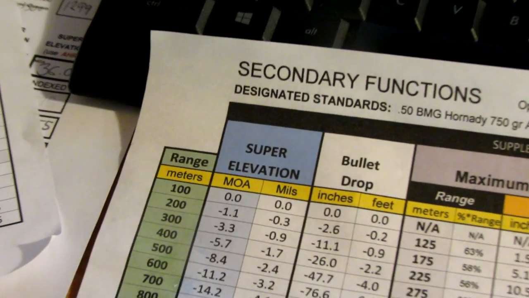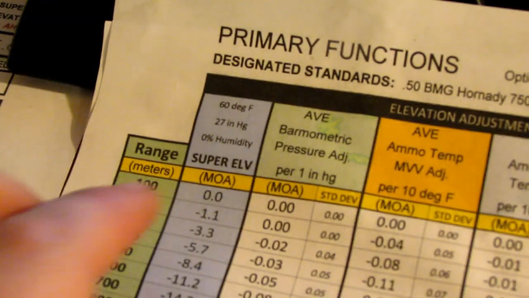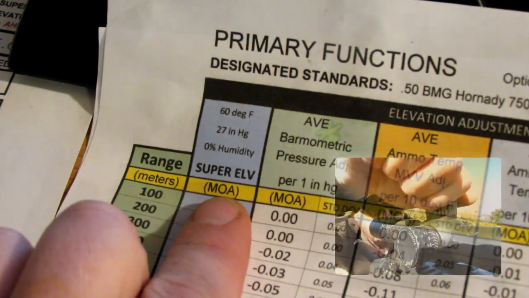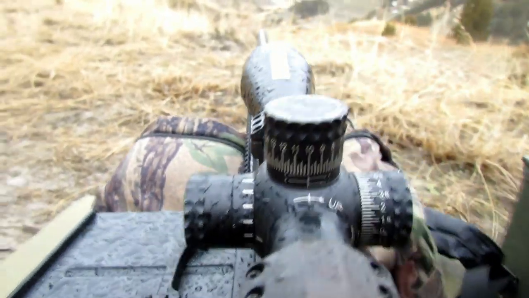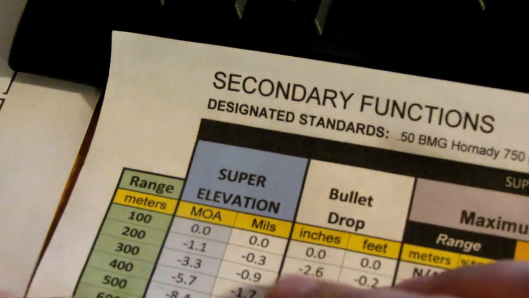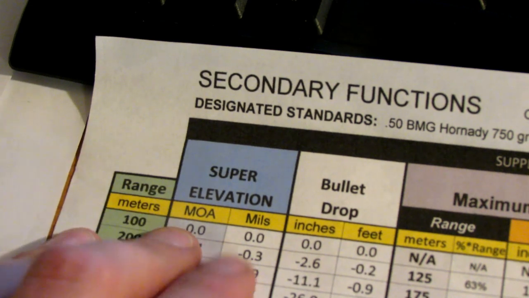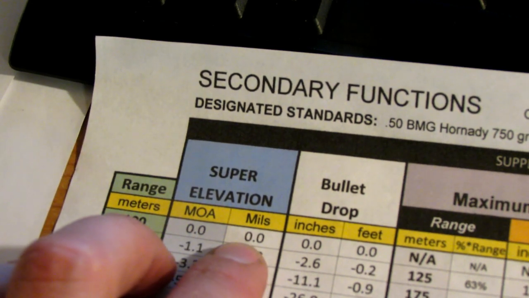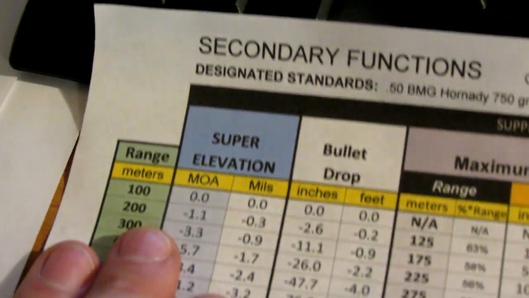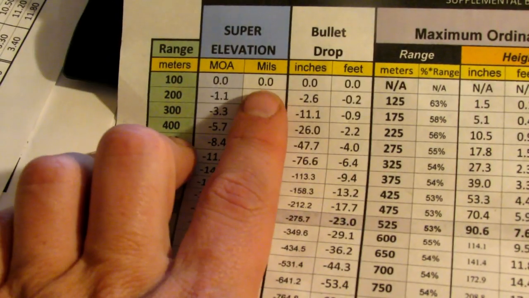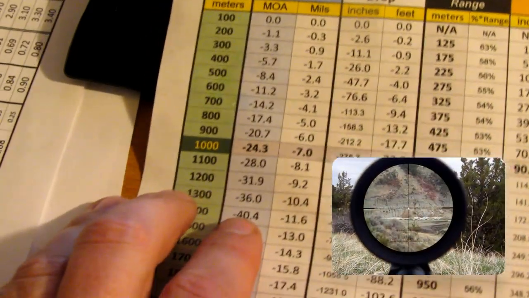So here we have our super elevation, and this is going to be the same as in our primary functions tables. This is what we're actually indexing on the optic, minutes of angle in this case. If you have a mil scope, then this would be in mils. On the secondary functions, sometimes you are going to want to know the other unit of measurement. Perhaps someone else has a rifle using the same ammunition as you, and they're going to want a general idea of where they're going to have to adjust. Maybe they're in mils, or maybe you're going to apply holdover. That could be a possibility as well.